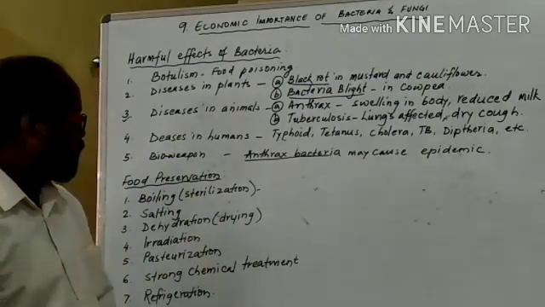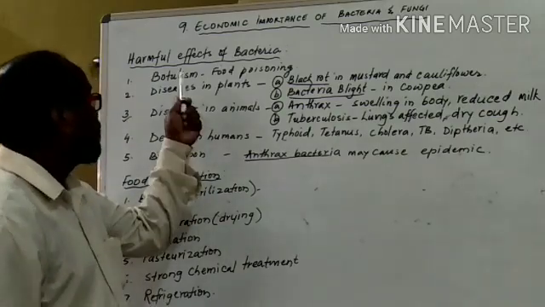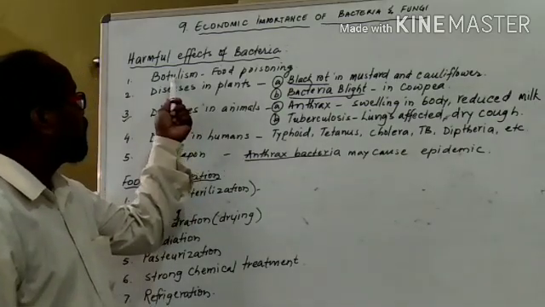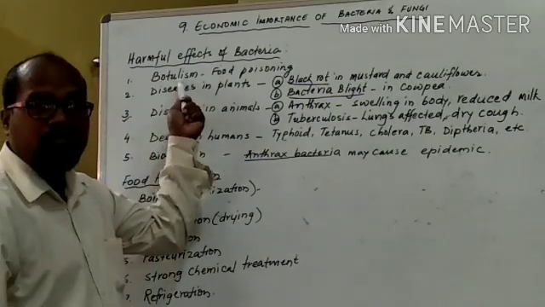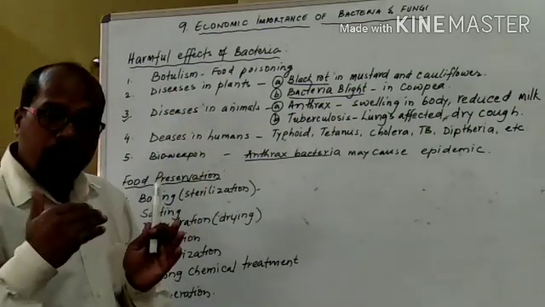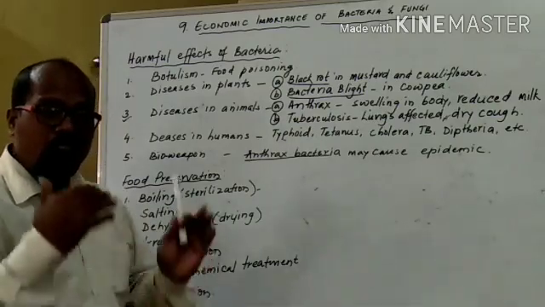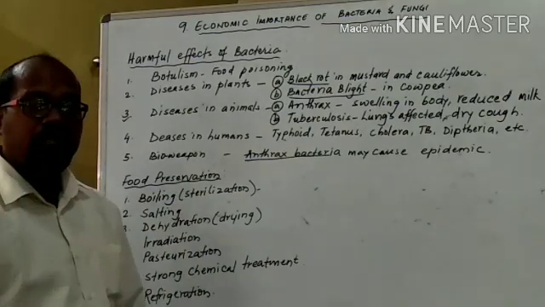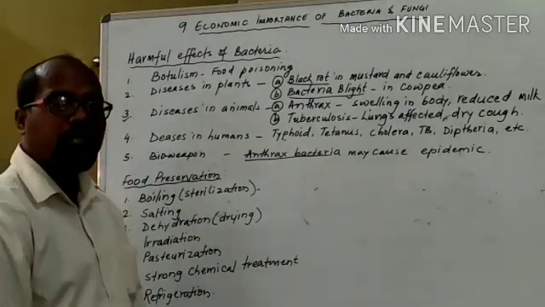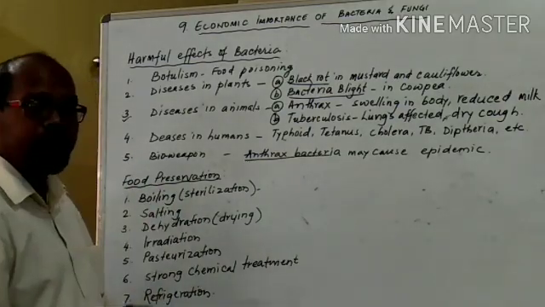Now let's see. Food is important. Number one harmful effect of bacteria we have seen is botulism. We have to protect our food. How to protect the food? How to preserve it? There are several methods of preserving food.